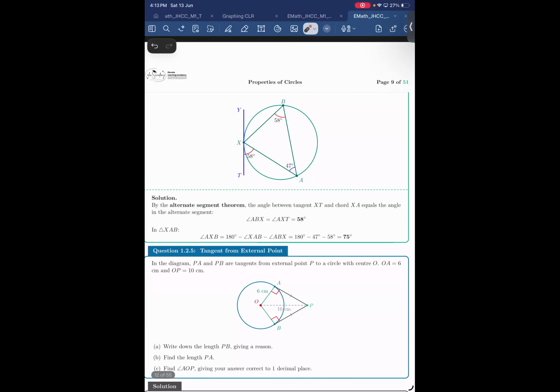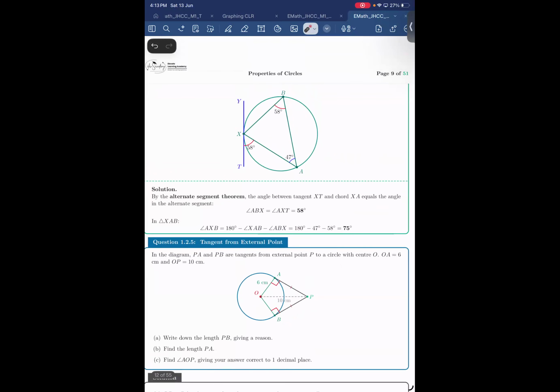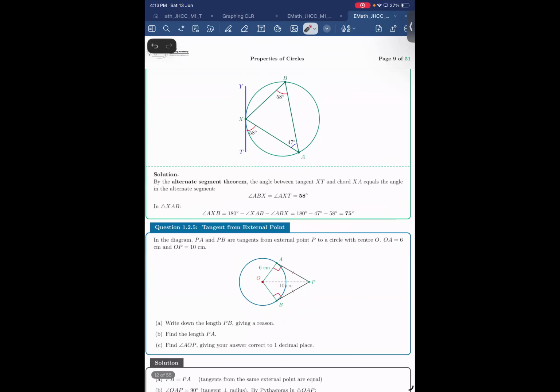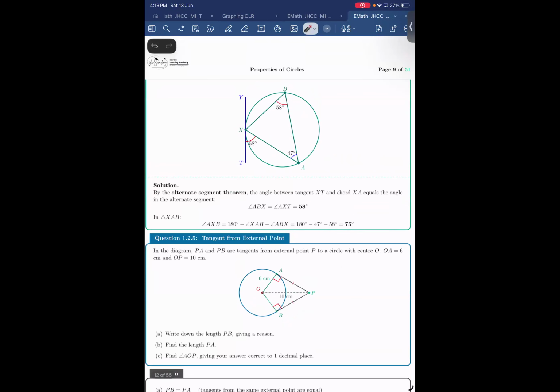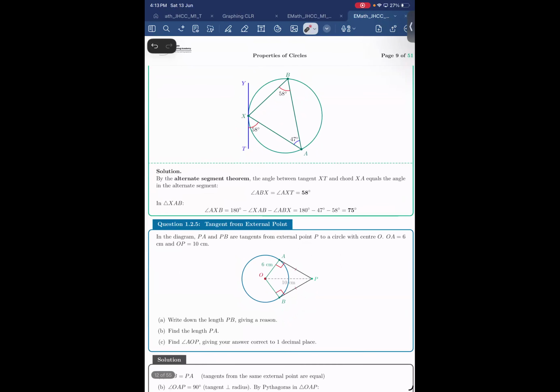So for part A, write down the length PB. You're given some info here in diagram A. Write down the length PB, give a reason. Actually you can't really do that straight away, but length PB will be equal to PA, because of the equal tangent theorem. And the next part is to find PA. If you find PA, you can find PB, so you answer the question.